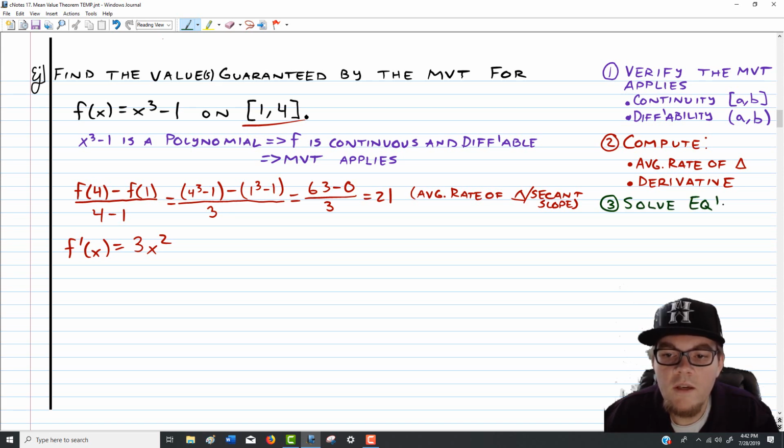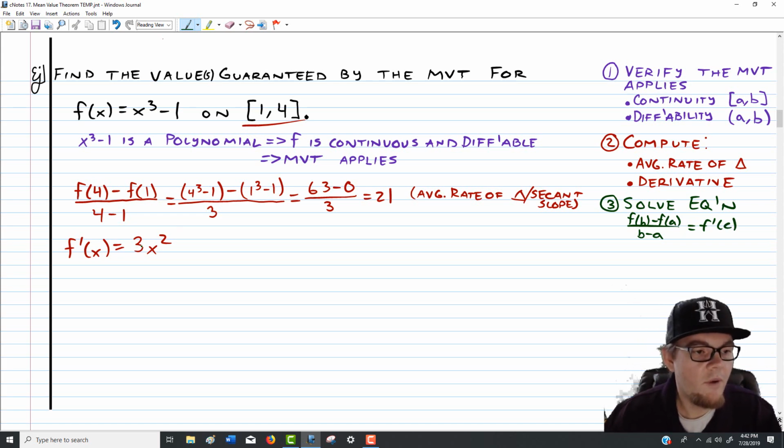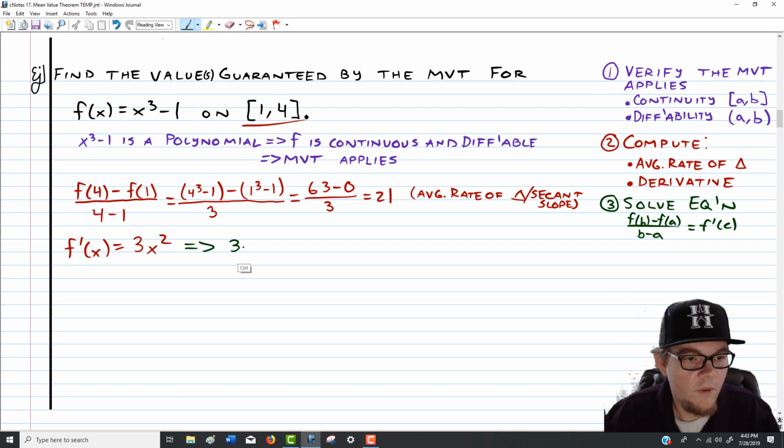And included in solving it, of course, is setting up the equation, which we have not done so far. So we're going to solve the equation. We want to solve f of b minus f of a over b minus a is equal to f prime of c. So in here, we found f prime of x. We know what the average rate of change is. So that means that we're going to be solving the equation, doing it in the correct order we have on the right. 21 is equal to 3x squared.